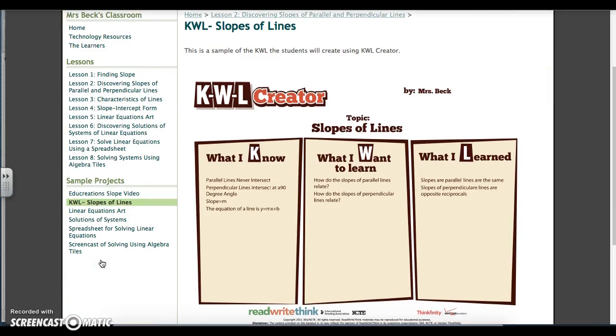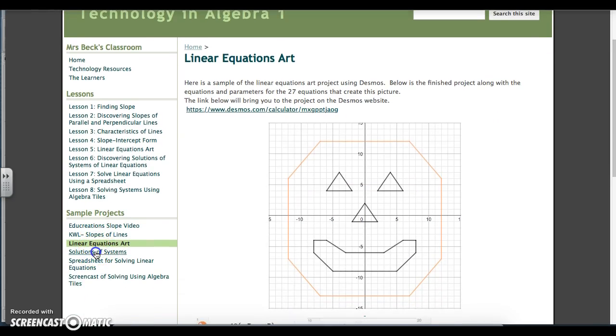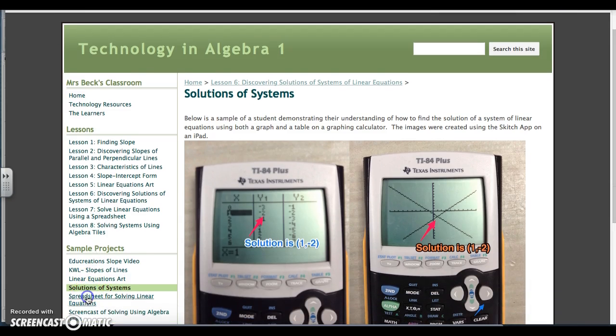The last thing on this website is a collection of sample projects that the students will be creating throughout this unit. This allows you to see exactly what each of these different projects will look like as they go through the unit.